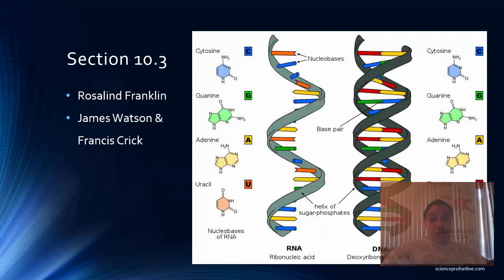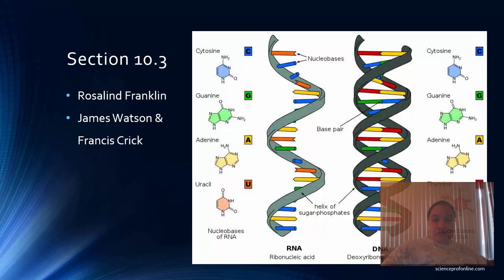At the time, though, this was the best tool that they had. They asked her to look at DNA, and because of the work she had already been doing with X-ray crystallography, when she took photos of DNA, she was immediately able to recognize exactly what the structure of DNA was, and she was the very first scientist to ever do so.